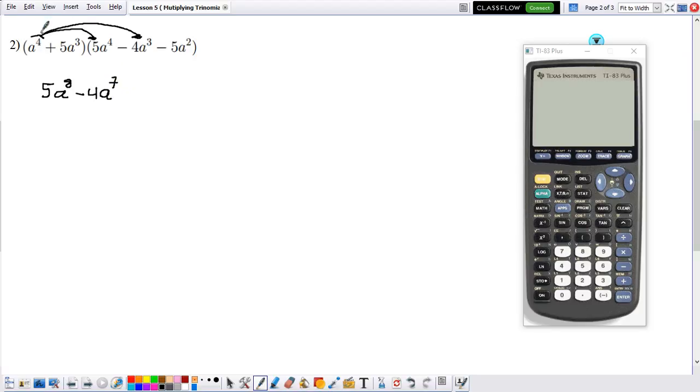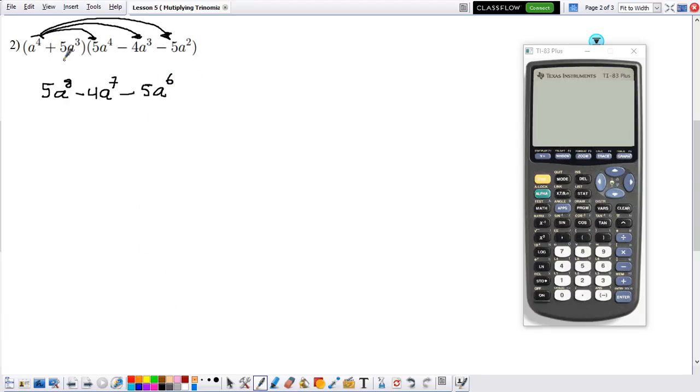That's better. So now let's distribute that again. A to the fourth times negative a to the second. So now positive times a negative, that's a negative. 1 times 5, that's negative 5. A to the fourth times a to the second, that gives us a to the 6. So we're done distributing the first term.